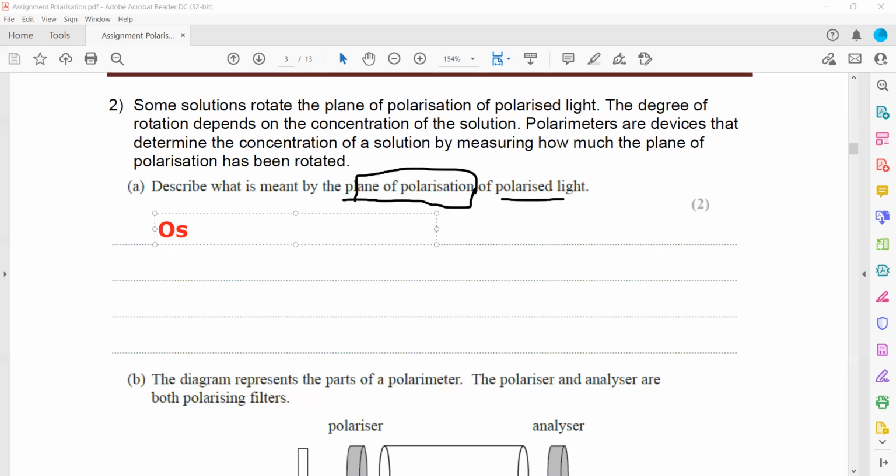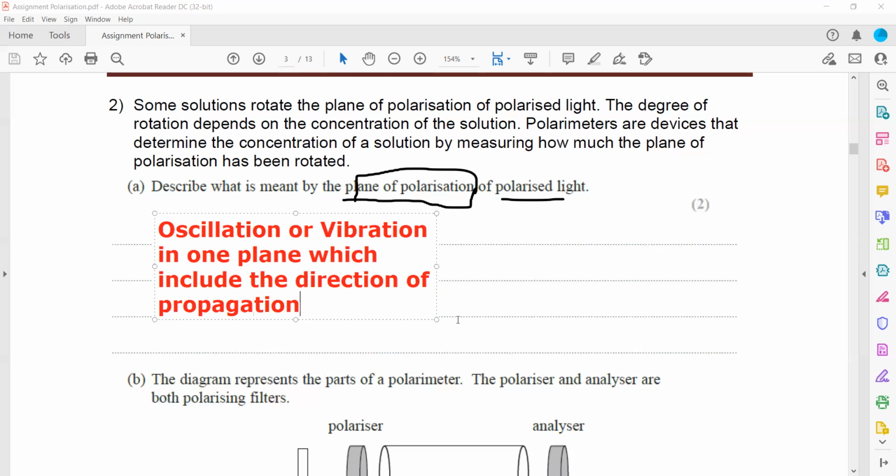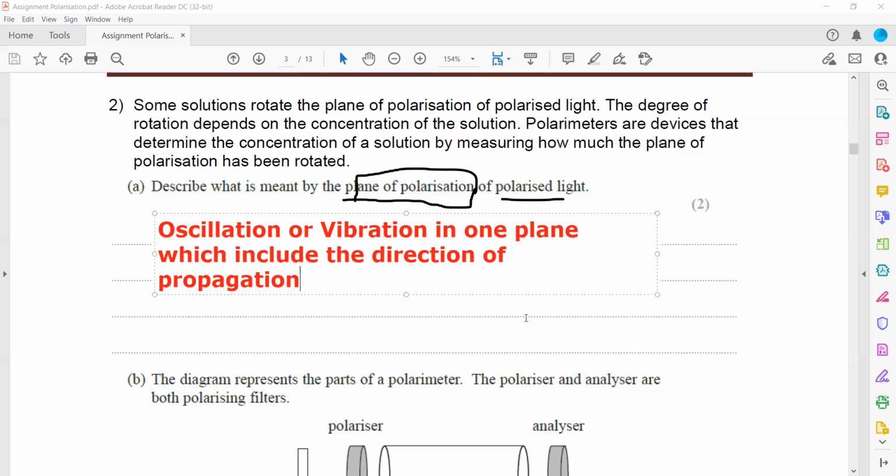So the oscillation or vibration in one plane, which includes the direction of propagation. When you mention oscillation or vibration in one plane, you will get one mark, and include the direction of the wave. When you refer to a plane of the polarized light, don't use the term perpendicular. If you use the term perpendicular, it means the two are in different ways. So oscillation or vibration in one plane or one axis, and that whole region includes the direction of the wave. Is the definition of plane of polarization of polarized light clear?